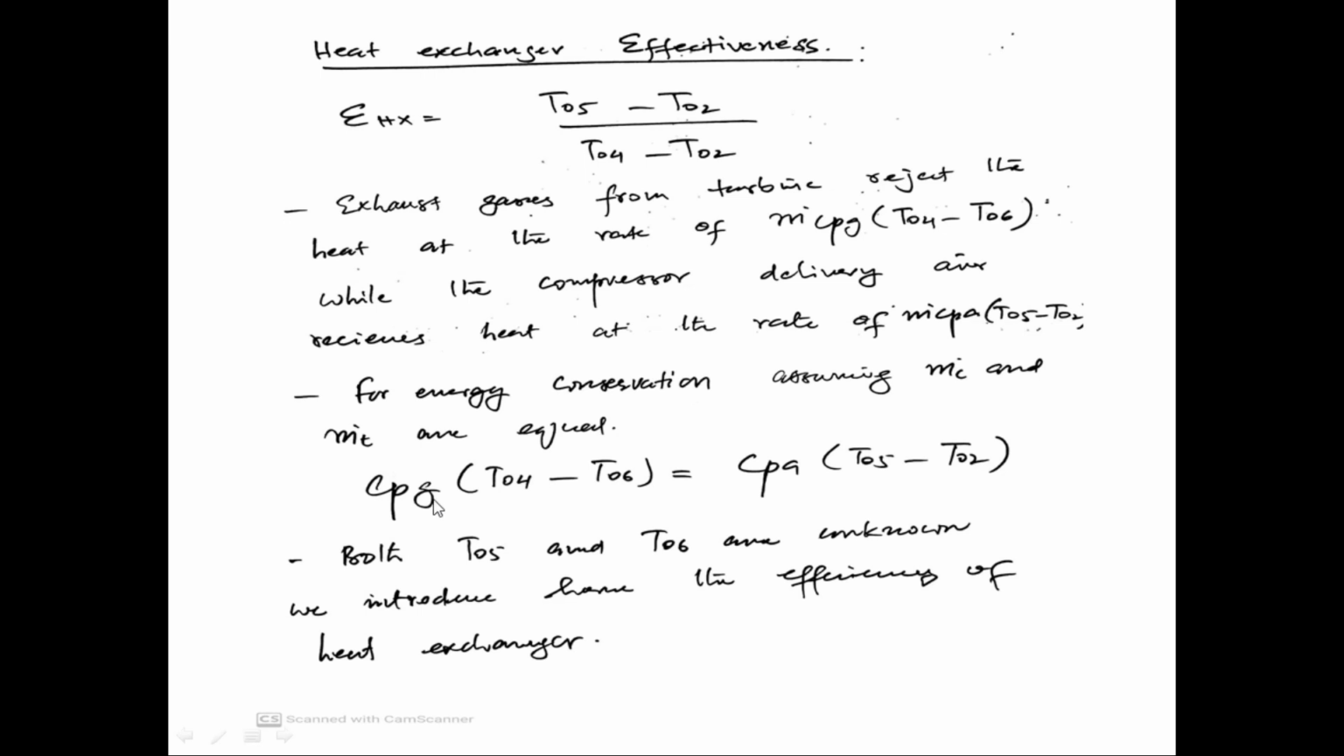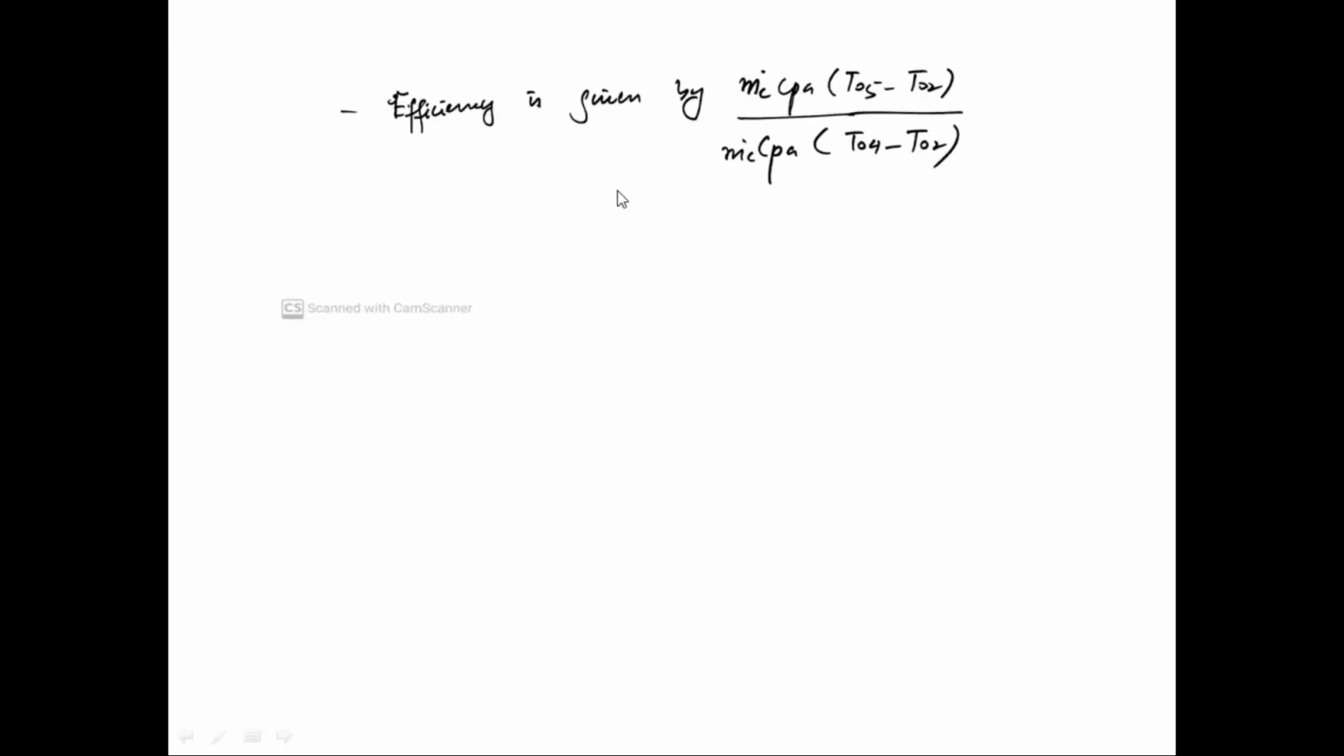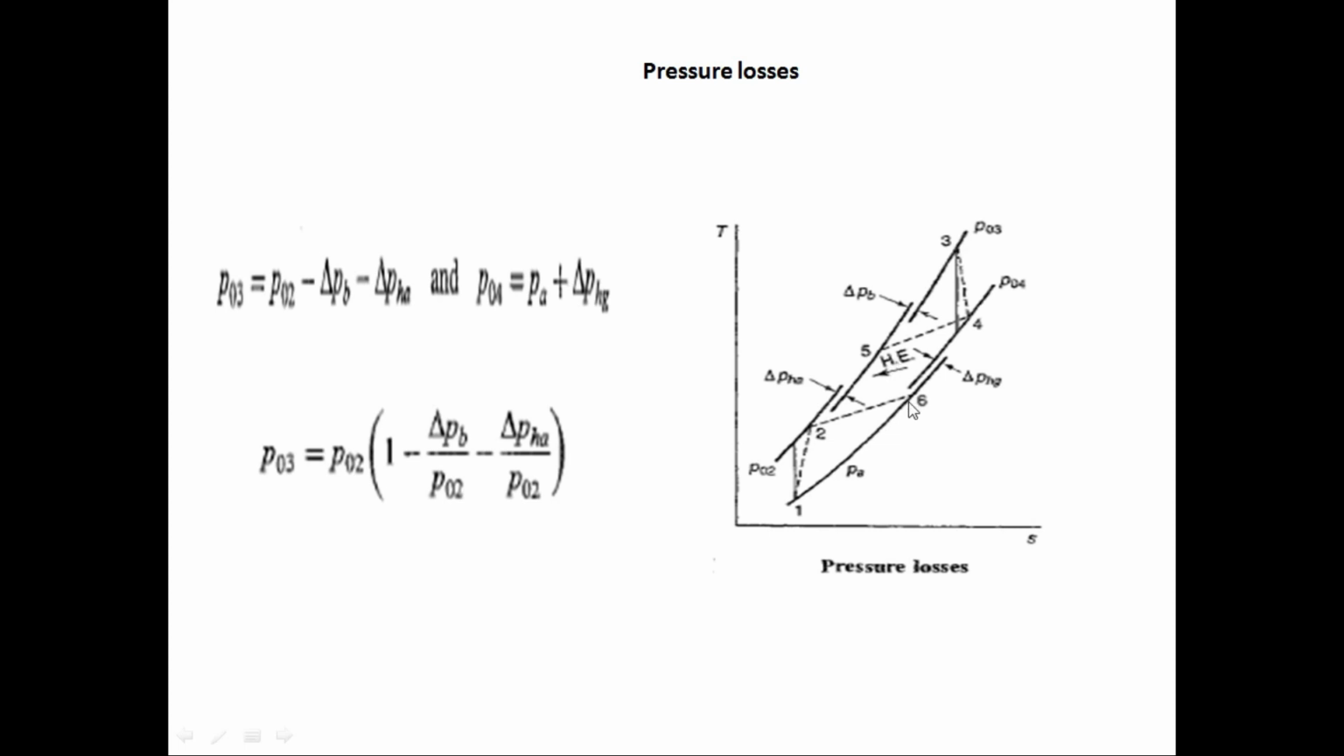the turbine are equal. So we can say for the effectiveness of the heat exchanger, whatever amount of heat is lost by the hot fluid is the amount of heat gained by the cold fluid. Both T05 and T06 are unknown, so we need another parameter, that is the efficiency. The efficiency is given in terms of the effectiveness, which is the actual heat transfer divided by the maximum possible heat transfer. In the heat exchanger, there are also pressure losses.